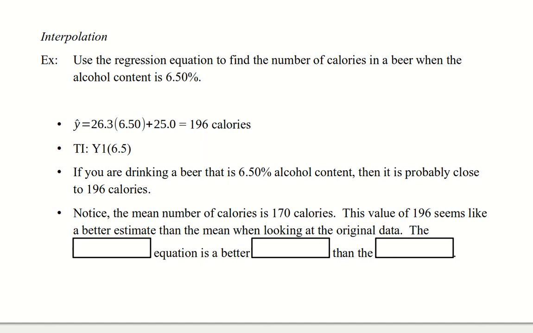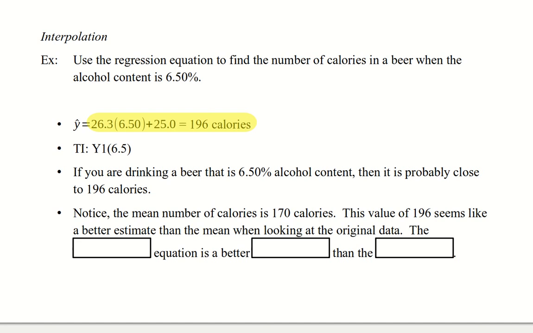So you can do this the old-fashioned way. You can say, well, that's the alcohol content, that's our x value. So you can simply plug that alcohol content into our linear regression equation for our x value. And when you do that, you've got an arithmetic problem. So you set up the multiplication, you do the addition, and then you state your answers. We'd expect a beer with 6.5% alcohol to have 196 calories.